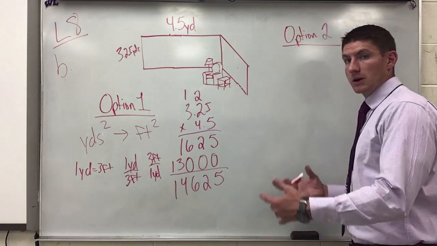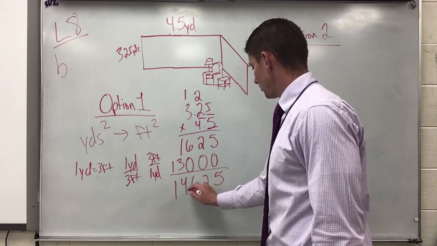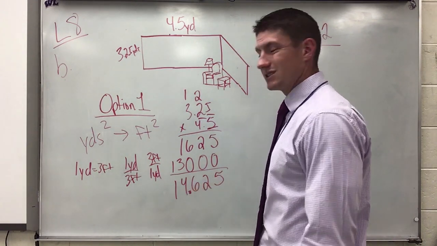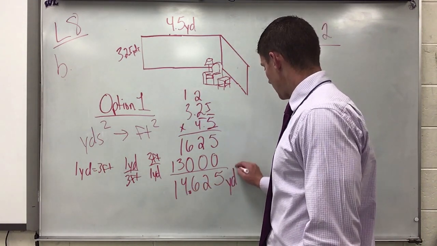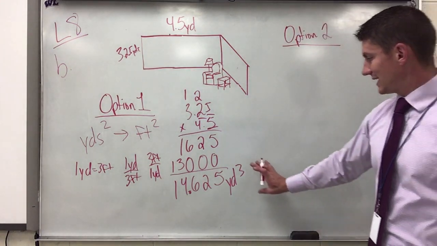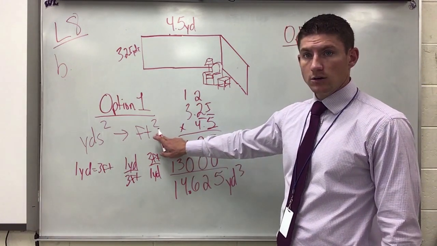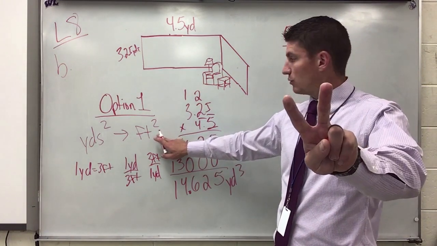Now that looks like a really big number. However, with our decimals, you got 1, 2, 3 places, so 1, 2, 3 moves. You got 14.625 yards cubed as your area. Now your very first option is to take that value and convert it into feet squared by doing two types of multiplication.